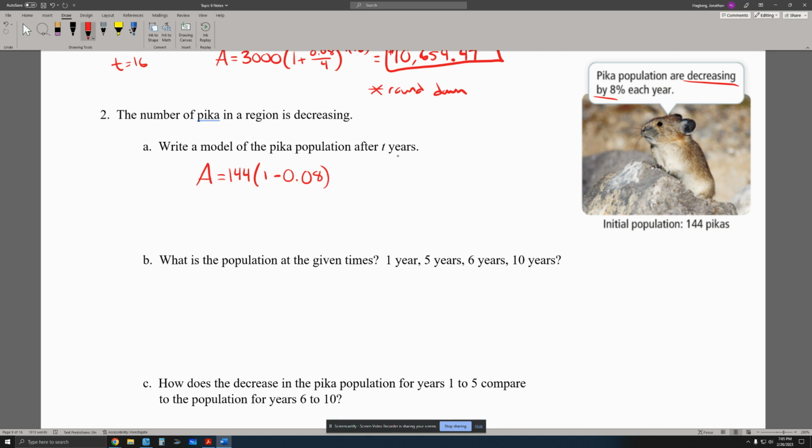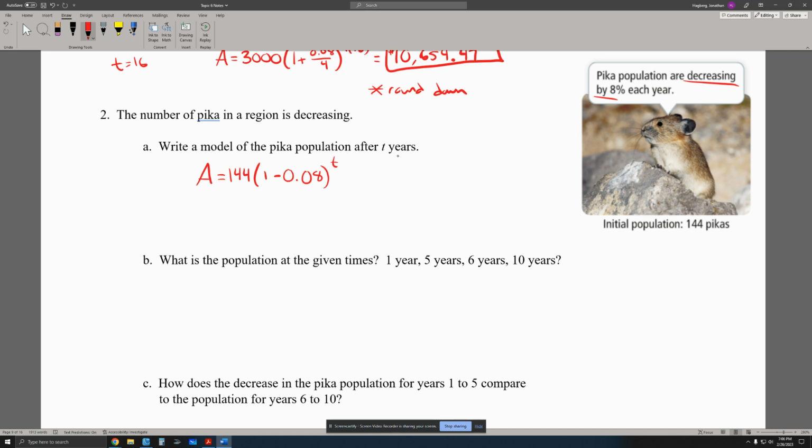And it doesn't say that it's compounding multiple times a year. We just know that it's decreasing by 8% every year. So we can just write it like this. There's no n in this case. And then our exponent is t. Okay? Now I want to know what's the population after 1 year, 5 years, 6 years, and 10 years.